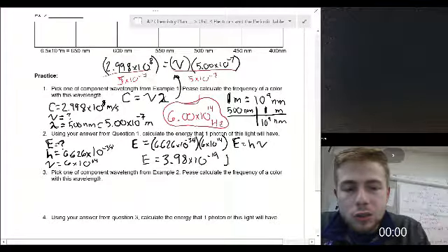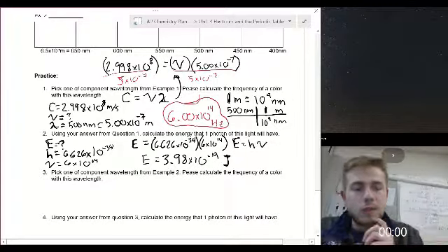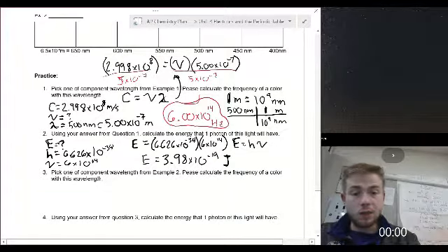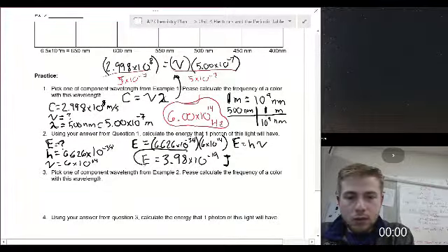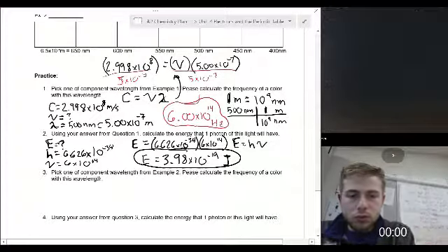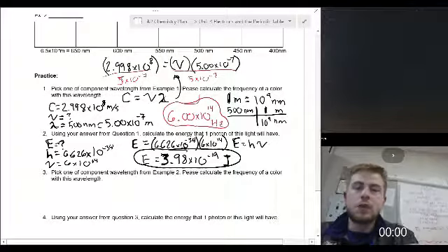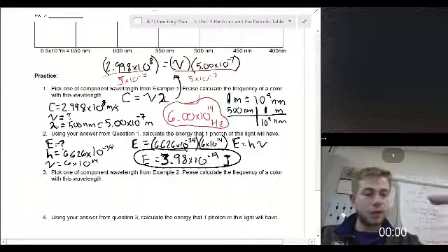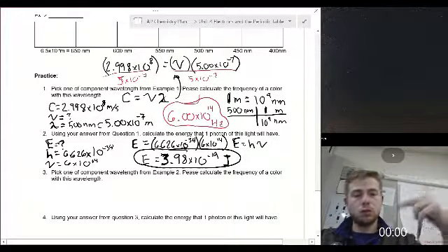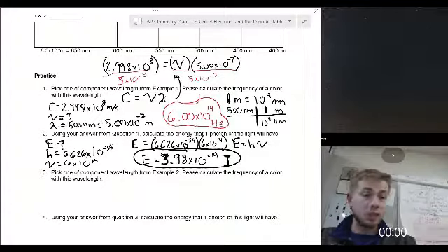Okay, and that's actually joules. Joules is the energy of that photon. Boom. Okay, so that is how you would go from wavelength to frequency, and then frequency to the energy of a photon, a specific photon of one specific color of light.